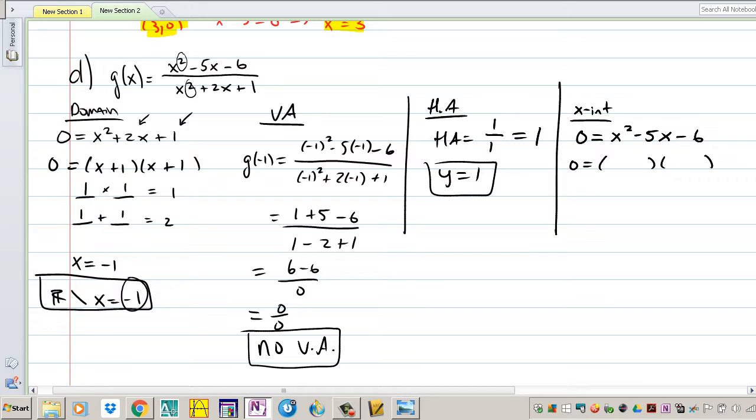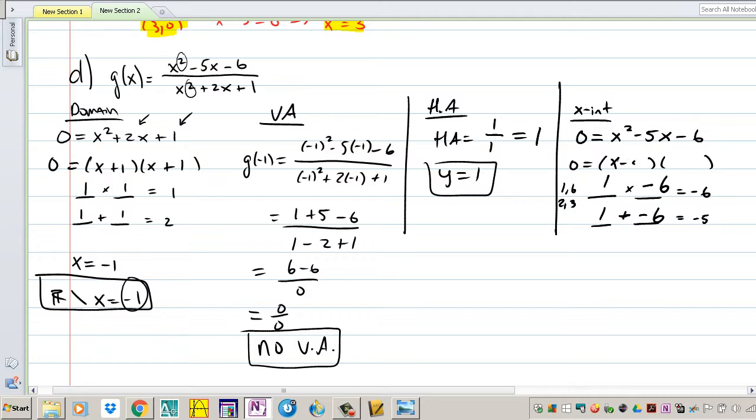Two numbers that multiply to give me -6, but when I add them give me -5. Two numbers that multiply to give you 6 are 1 and 6, 2 and 3, but it's -6 and the 5 is also negative. No, I'm sorry, the bigger number has to be the negative number. Okay, so it's -6 and +1. When I multiply 1 times -6, I get -6. When I add 1 and -6, I get -5.